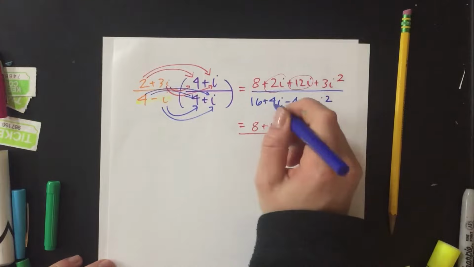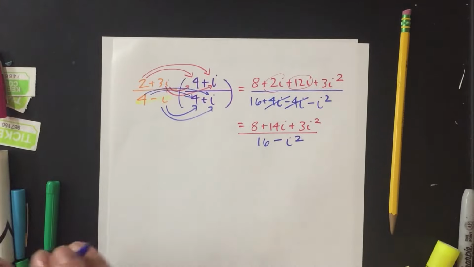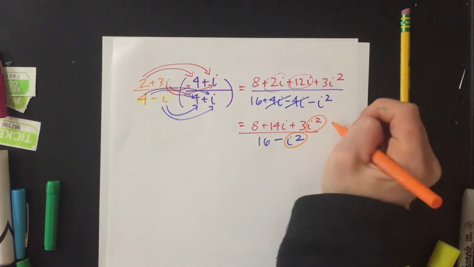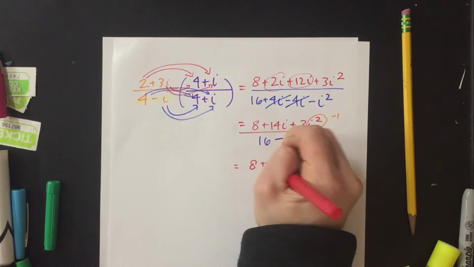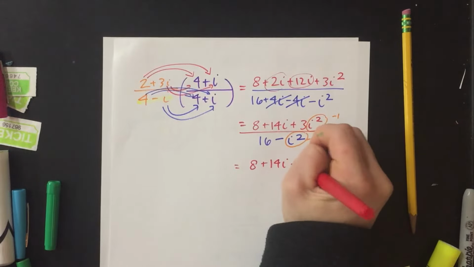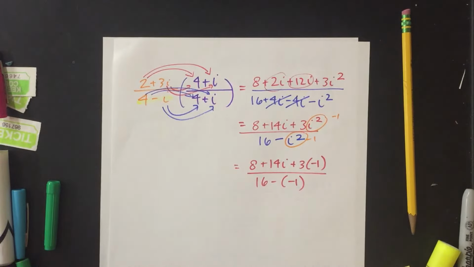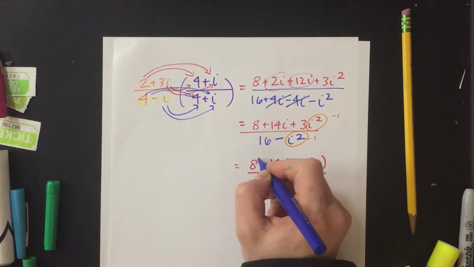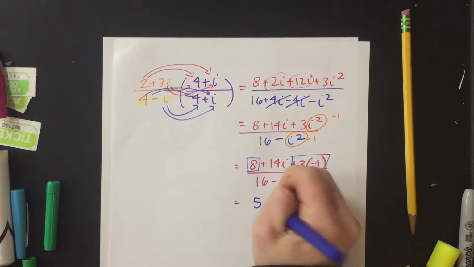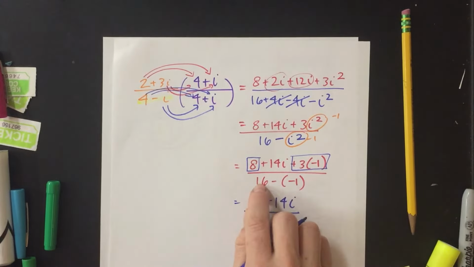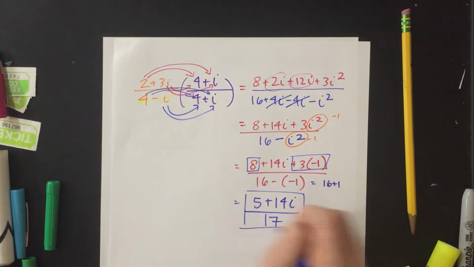Now what can I do? I can cancel 4i minus 4i. So I have 16 minus i squared. Now what I can do is plug in negative ones for both of those. So my numerator will become 8 plus 14i plus 3 times negative 1 over 16 minus negative 1. One last step, which is that I can combine these. So my numerator is 8 minus 3, which is 5 plus 14i. And this is the same as 16 plus 1, which is 17. So that's my final answer.